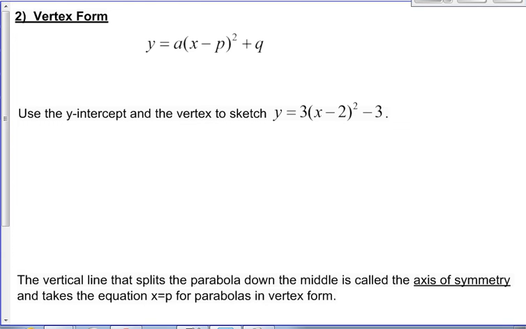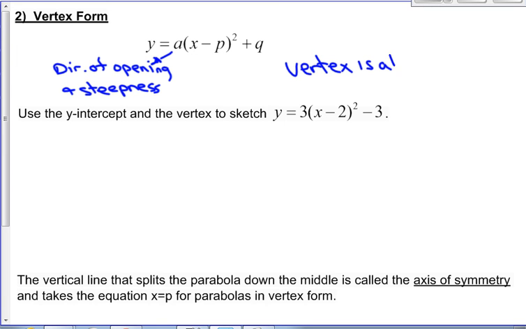We're going to start off by looking at vertex form. What these parameters a, p, and q tell us: a tells us the direction of opening and the steepness. The p and q tell us that the vertex is at the point (p, q). So we're going to use the y-intercept and the vertex to sketch this curve right here.